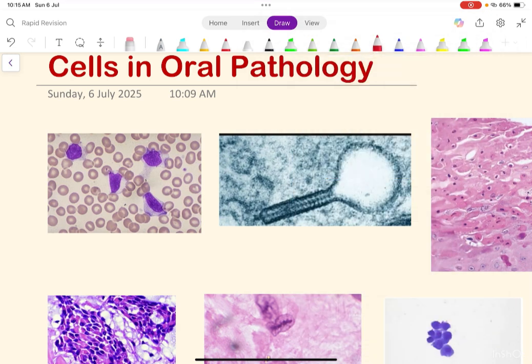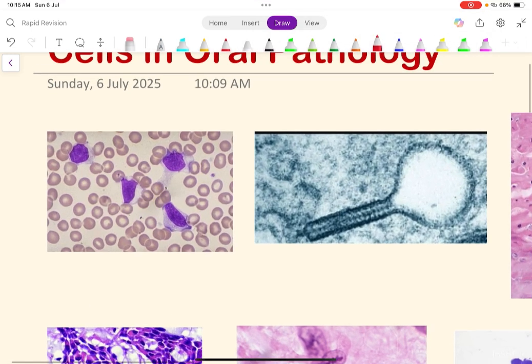So yeah, see this first one. These are called Downey cells. Okay, just give me a second. My pencil is not connected.